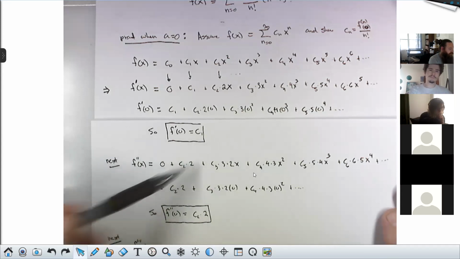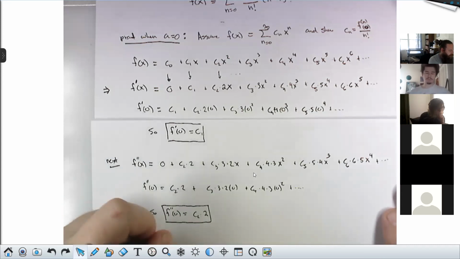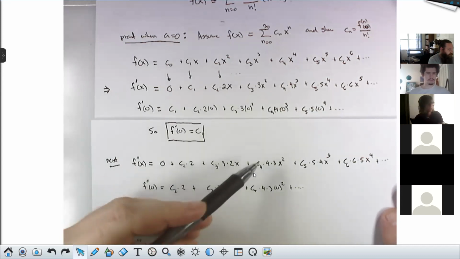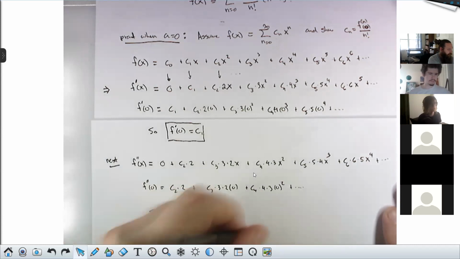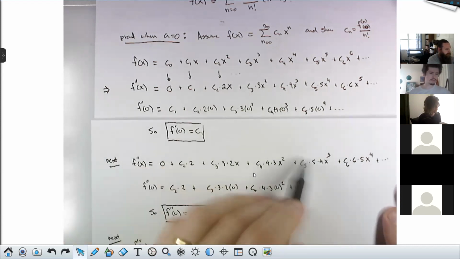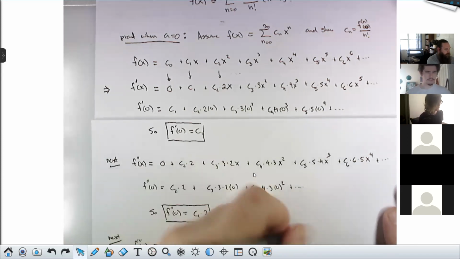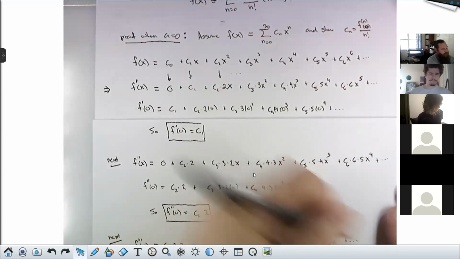So this time the C2 times 2 is the constant. It's going to go away. C3 times 3 times 2 times x is going to differentiate to C3 times 3 times 2, plus C4 times 4 times 3 times x squared is going to differentiate to C4 times 4 times 3 times 2x, plus C5 times 5 times 4 times x cubed is going to become C5 times 5 times 4 times 3 times x squared, plus C6 is going to become C6, I've got 6 times 5 and then 4x cubed, x to the 4.